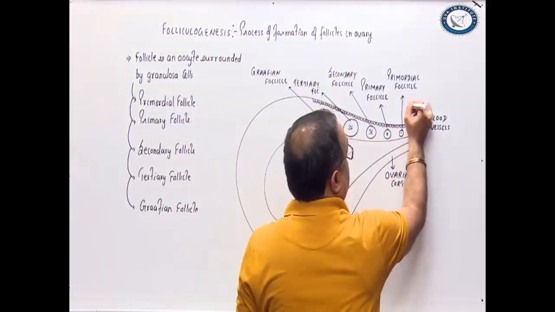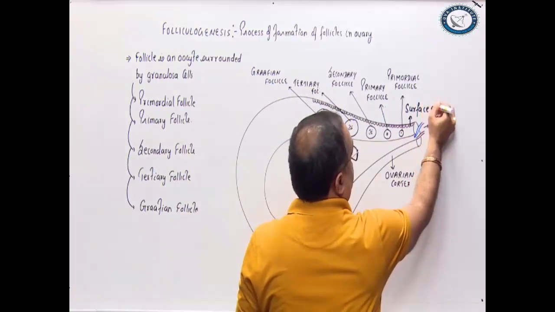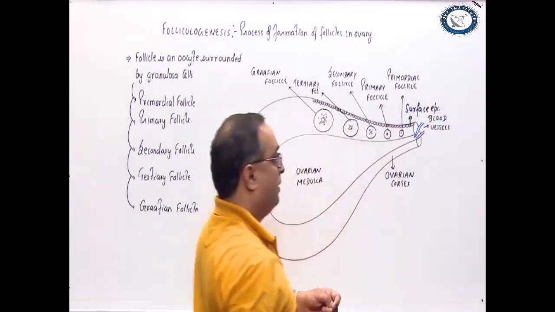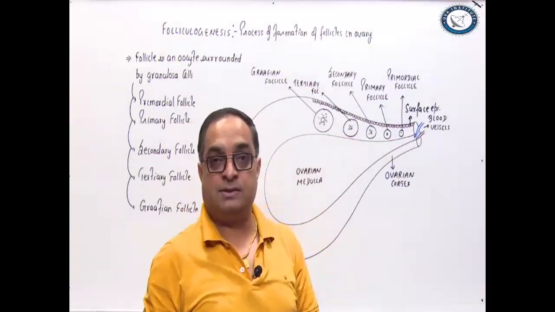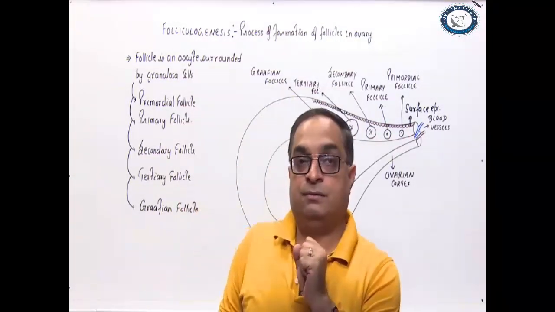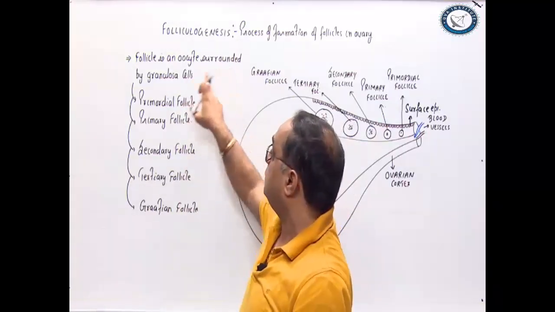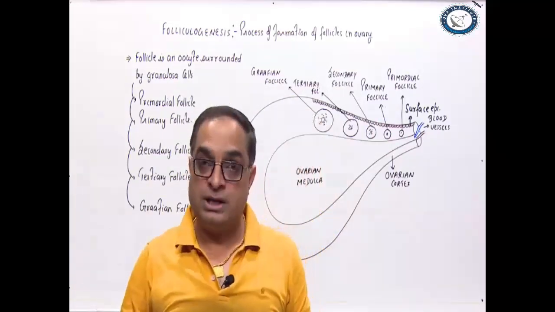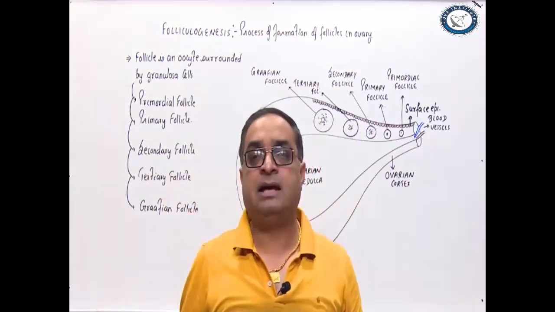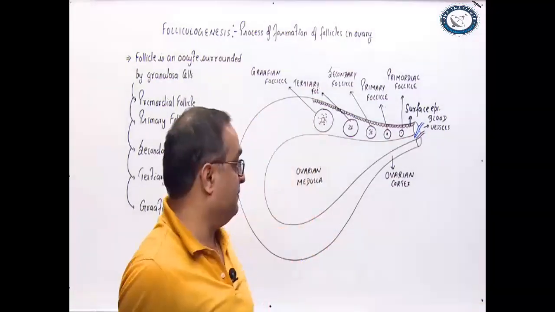This one, I am labeling it as surface epithelium. These structures which you can see here are follicles. Follicle is what? With reference to ovary, follicle is an oocyte surrounded by granulosa cells. The central cell is oocyte, which is going to form the female gamete, that is ovum. It is surrounded by granulosa cells.